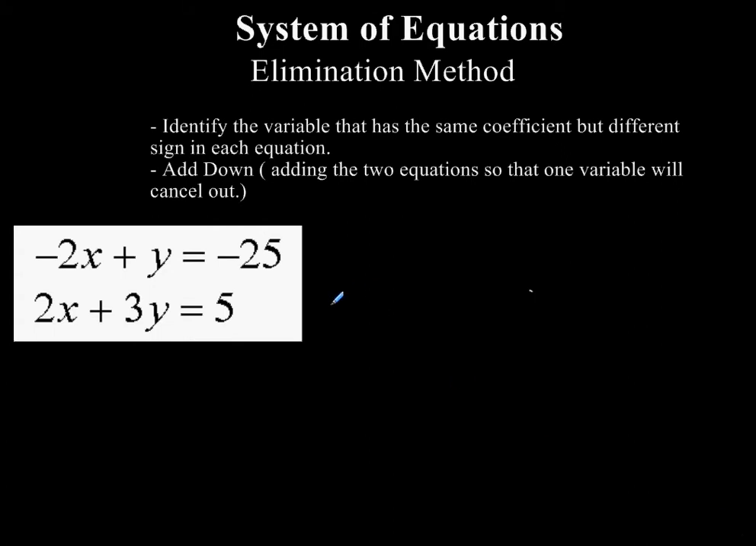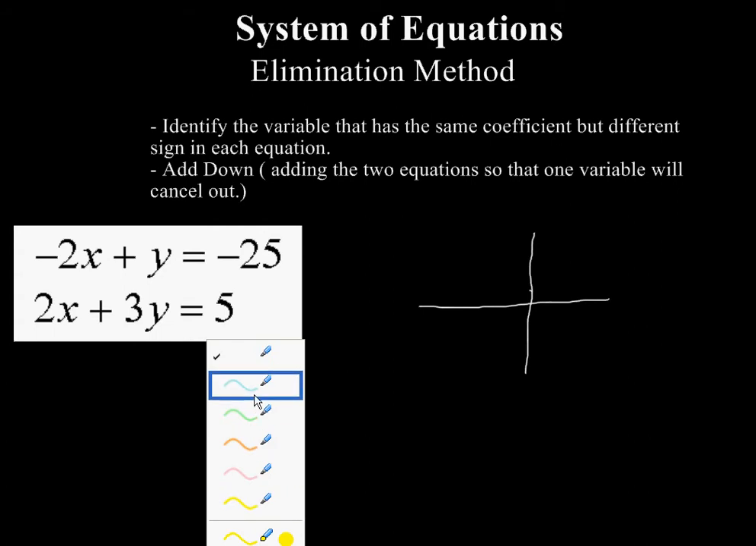Our lesson for today is systems of equations using the elimination method. Now, there are three methods of solving a system of equations. If you remember, a system of equations is when you have two linear equations graphed on the same line. What you're looking for is the intersection point.